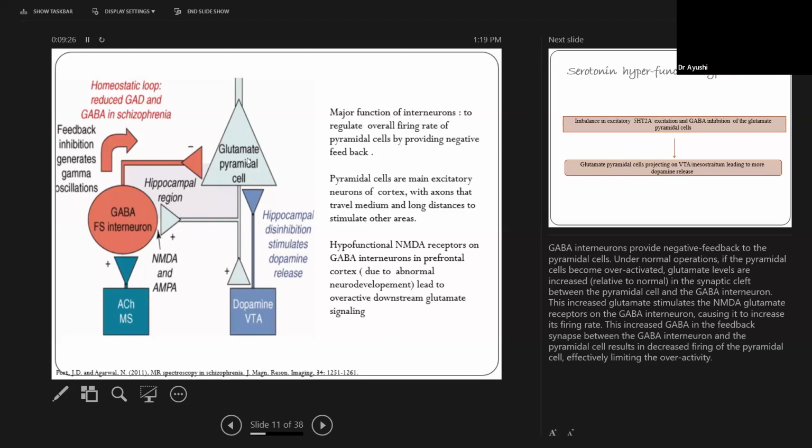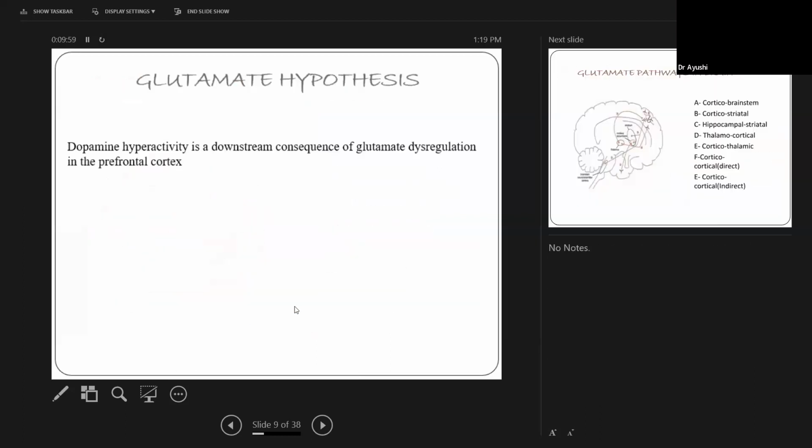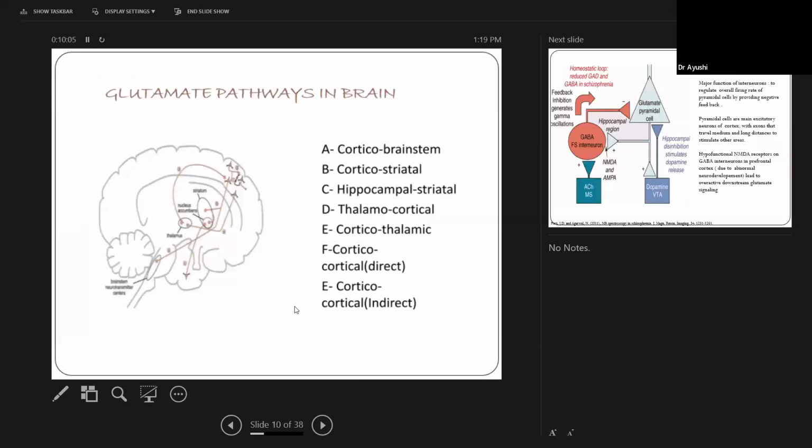In schizophrenia, as per the hypothesis, there is hypofunctioning of these NMDA receptors. Due to hypofunctioning, when the glutamate is released, it does not act on the NMDA receptors. There is no release of the inhibitory neurotransmitter GABA, because of which there is no negative feedback. Therefore, there is an increase in the level of glutamate, and via its extensions to the ventral tegmental area, there will be excess of glutamate and hence excess of dopamine. So dopamine hyperactivity is a downstream consequence of glutamate dysregulation in the prefrontal cortex.